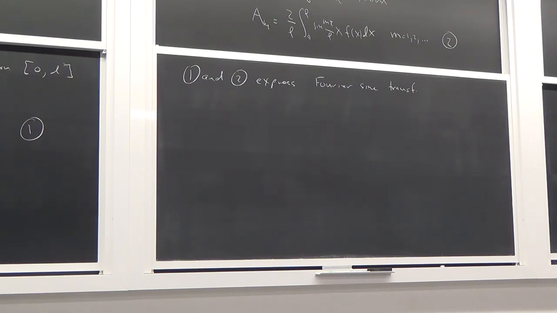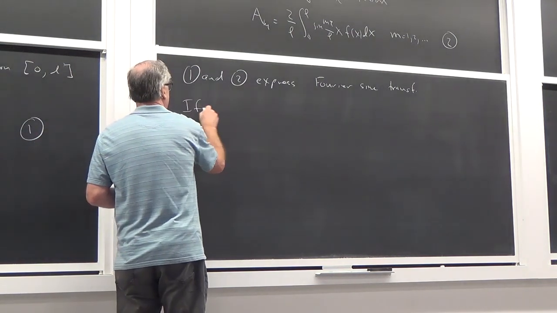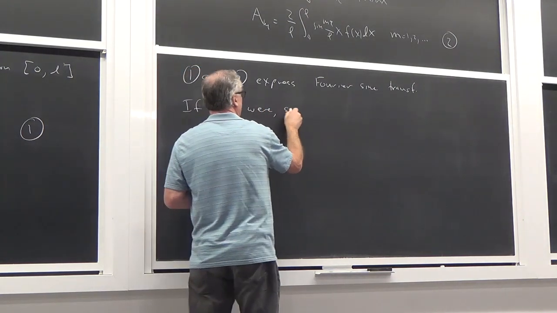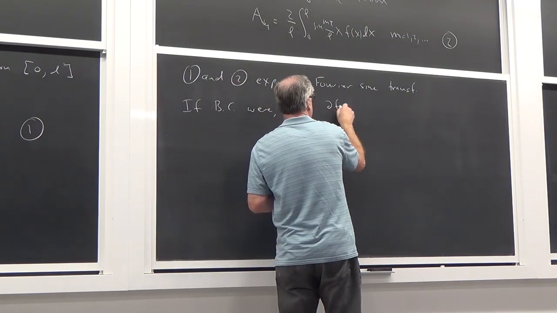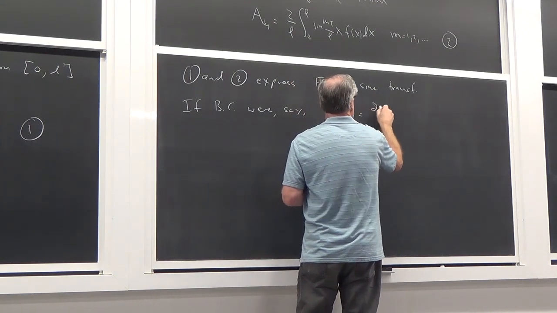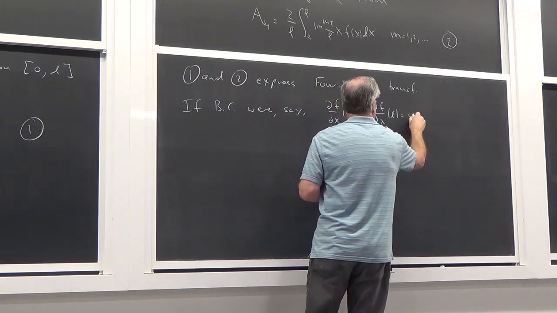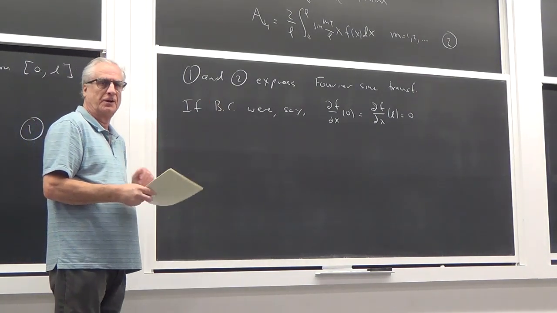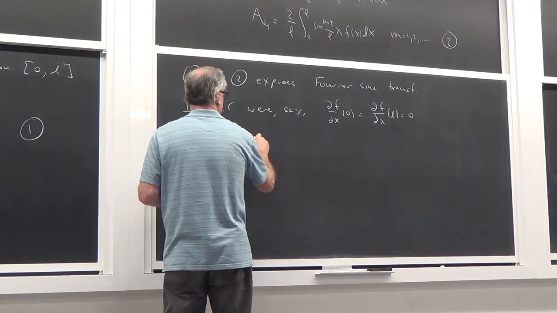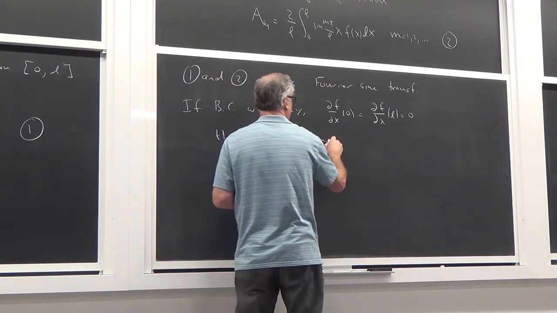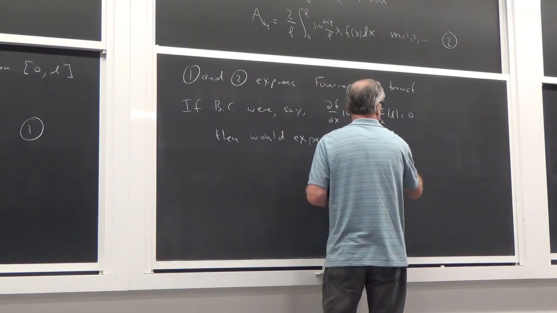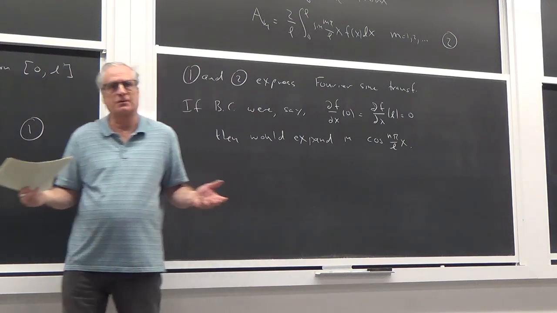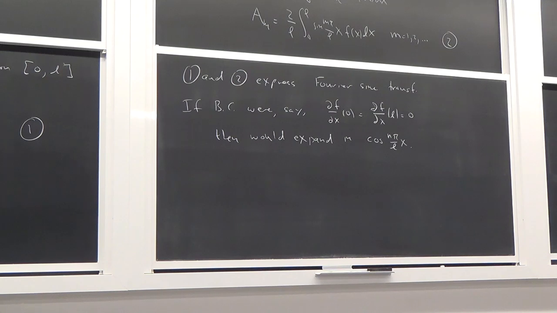Why were the sines special? Why not cosines? That's because of our boundary conditions. If the boundary conditions were different, say df by dx at 0 equals df by dx at L equals 0, then we would use cosines, because the derivative of the cosine is a sine, and then the sine at 0 and at L would be 0. Then we would expand in cosine n pi over L x, and we would get the corresponding Fourier cosine series. We would have a similar theorem to this one.